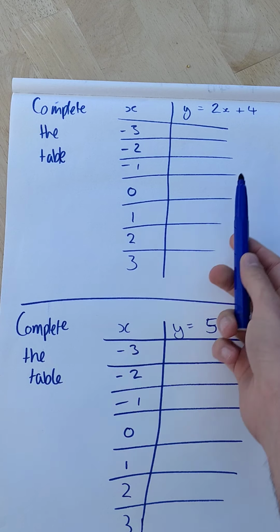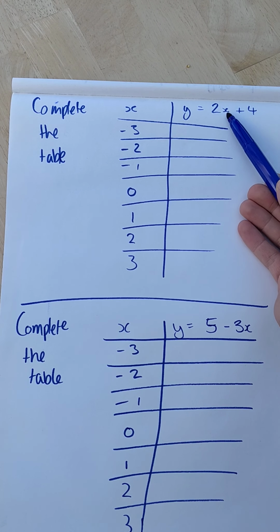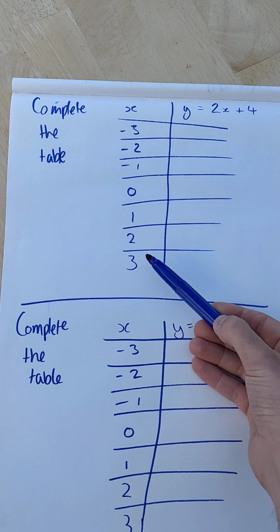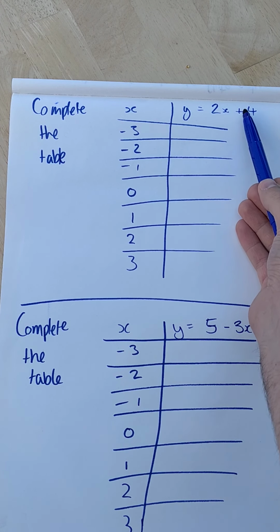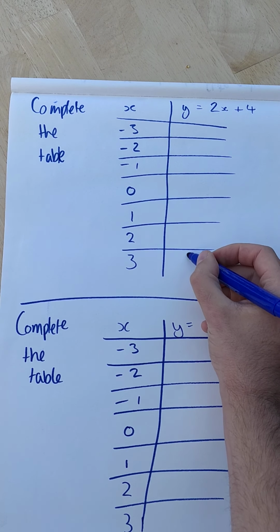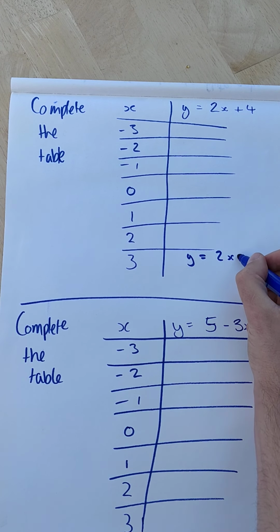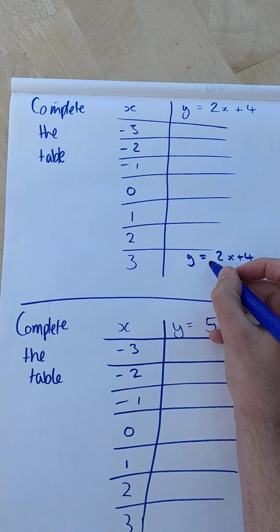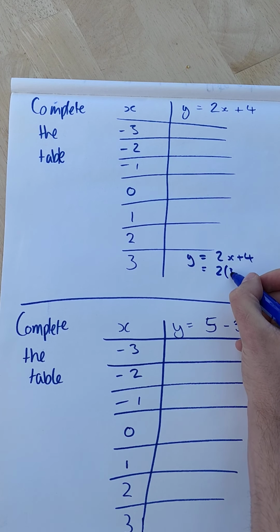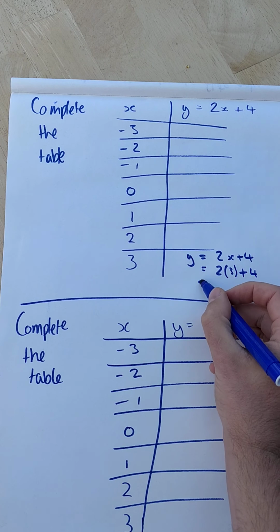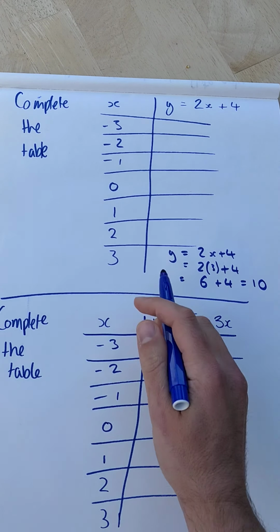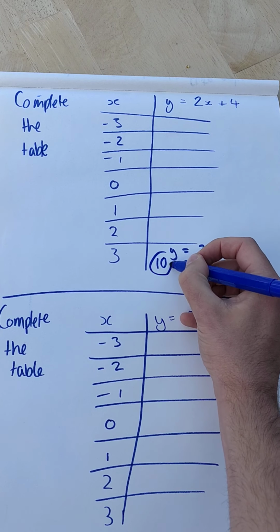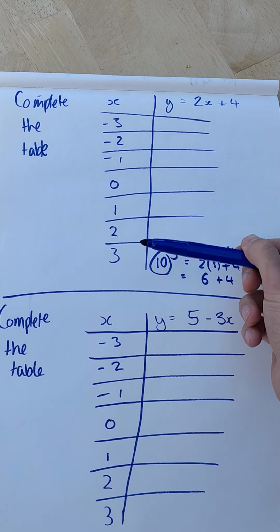So with this equation, this means 2 times x add 4. If I replace the x for 3, I would do 2 times 3, which is 6, add 4. Now I'll do the little equation just to show you. So y equals 2x add 4. Replace the x for 3, so we get 2 times 3 add 4. 2 times 3 is 6, add 4 is 10. So this one here would be 10, and that's literally what I'm going to do for all of these.